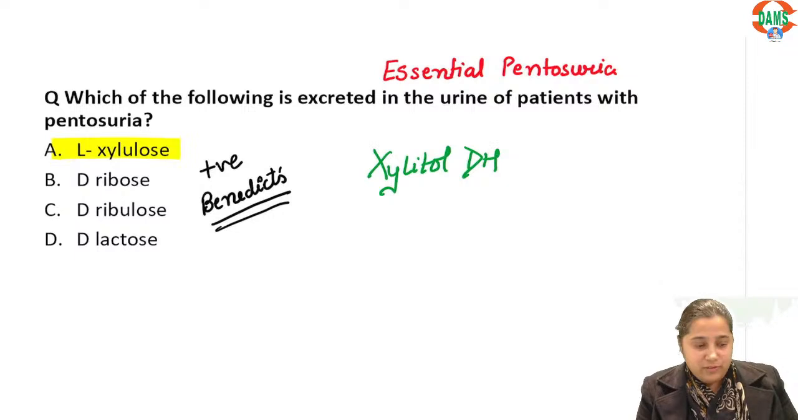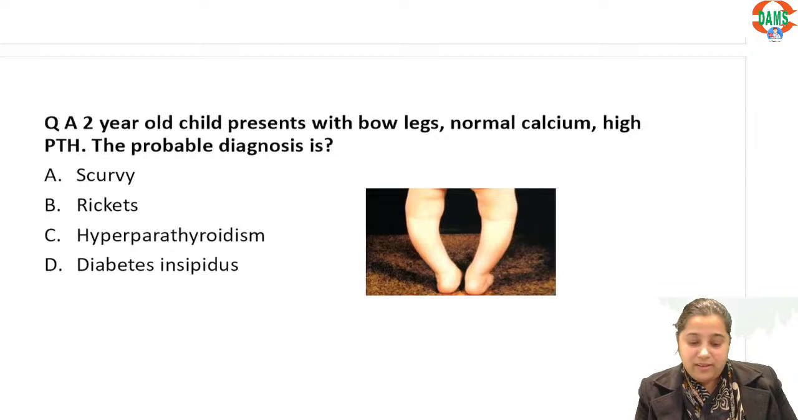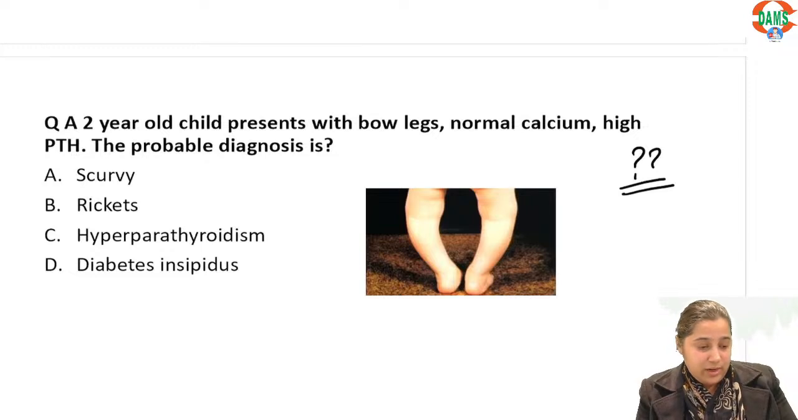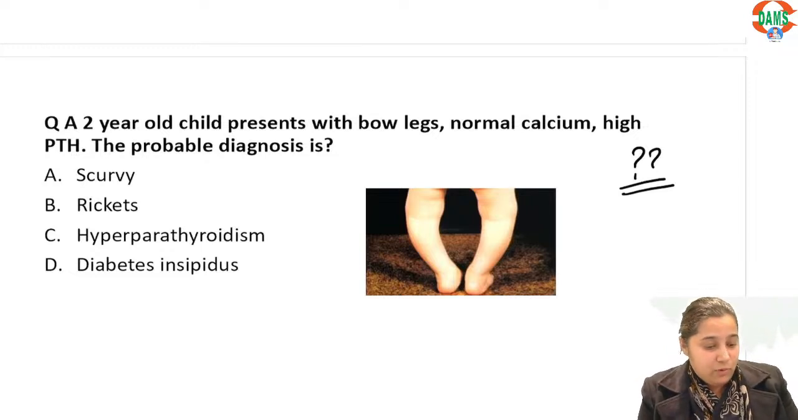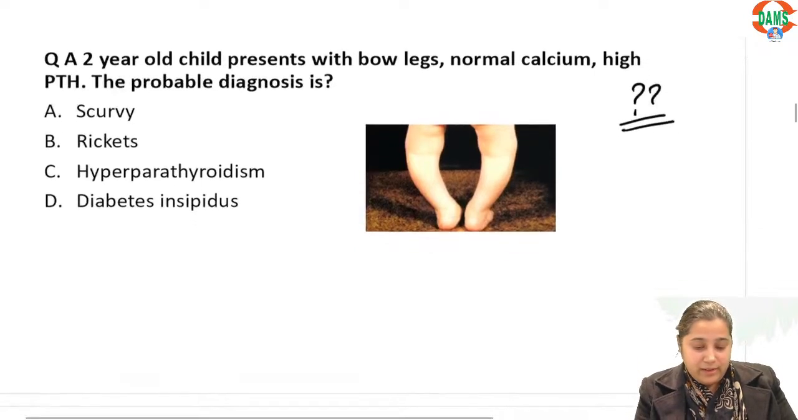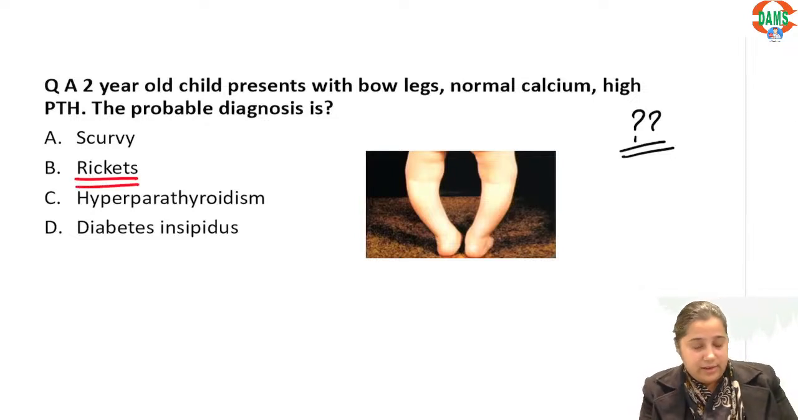So yes, it is positive Benedict's test. Another question: a 2-year-old presents with bowed legs, normal calcium and high PTH. The probable diagnosis is hyperparathyroidism, but I do not know whether the complete picture is given or not. If somebody can correct me, what is the complete question here so that we can discuss this in detail. But because bowing of legs is given, it is rickets. It is seen in rickets.